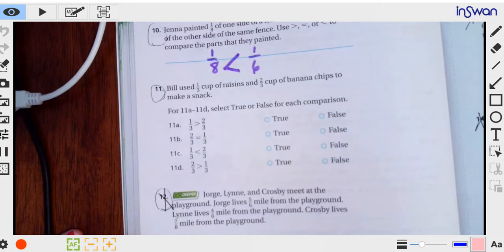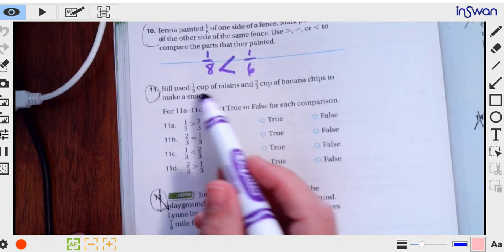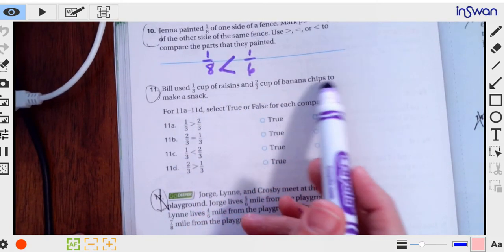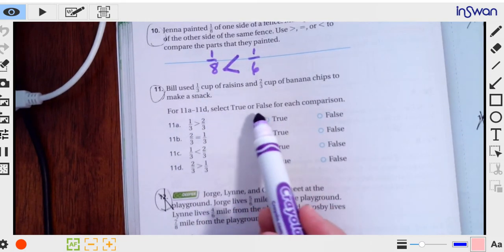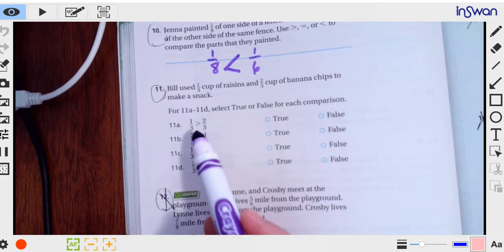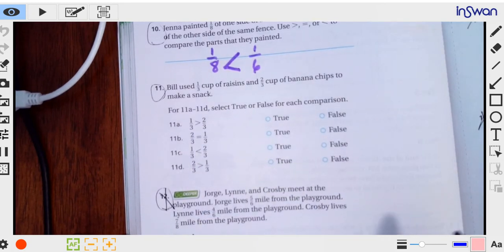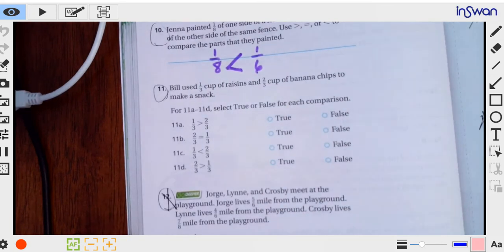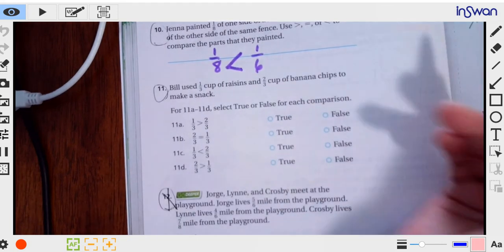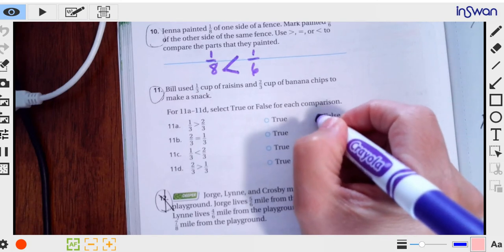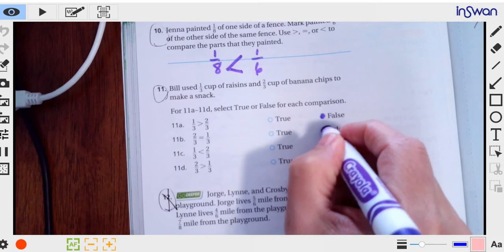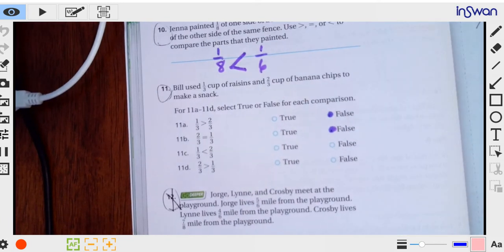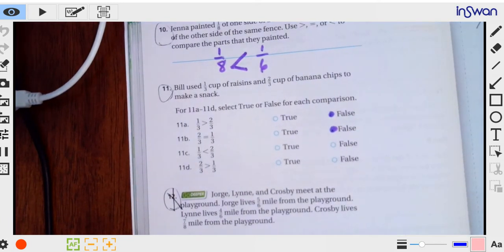All right, 11. Bill used 1/3 cup of raisins and 2/3 cup of banana chips to make a snack. For 11A through 11D, select true or false for each comparison. 1/3 is greater than 2/3. Well, no, they're both thirds, and you know that if you have 2 of those pieces and I only have 1, I'll have less, so that is false. 2/3 equals 1/3. No, that's false too. Okay, 1/3 is less than 2/3. Well, we just said that.